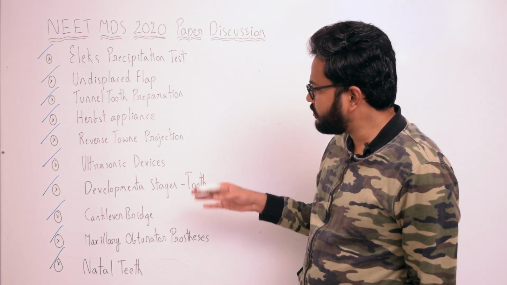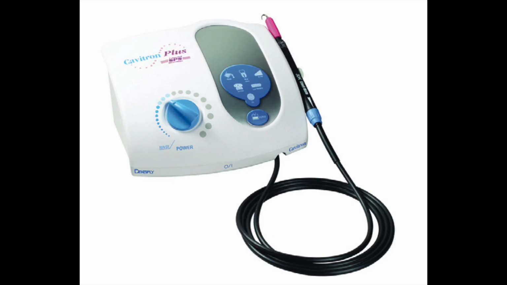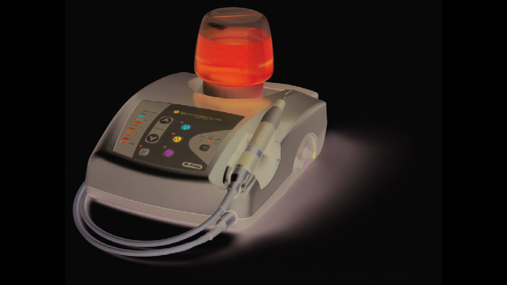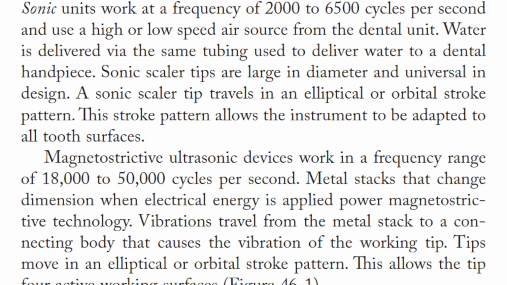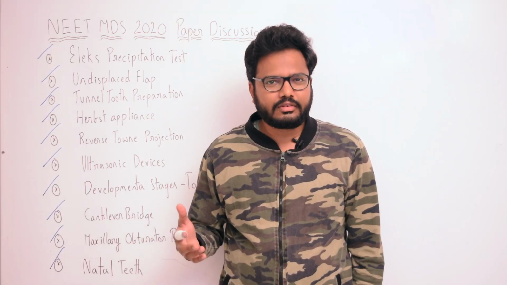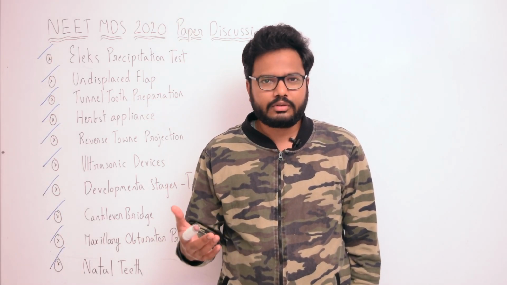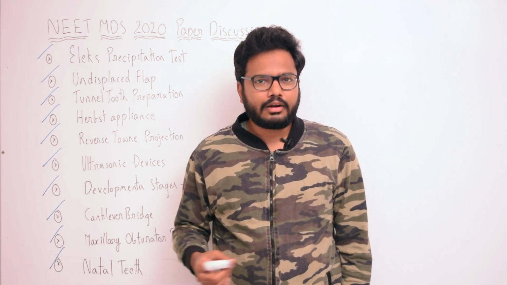Now let's move on to the next question, ultrasonic devices. As you know, we have different types of ultrasonic devices which we come across in perio: magnetostrictive ultrasonic devices and piezoelectric ultrasonic units, and here is some additional information pertaining to the same. Let me know what the question is in specific. If any additional information is needed, I'll upload that accordingly in the description part of the video.